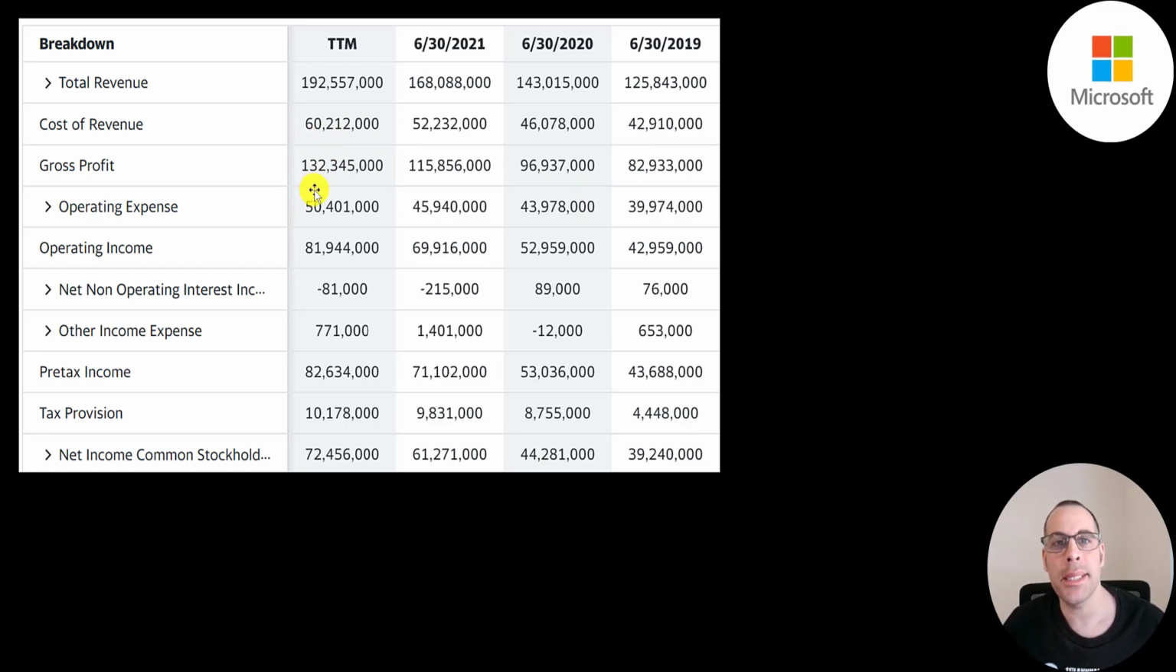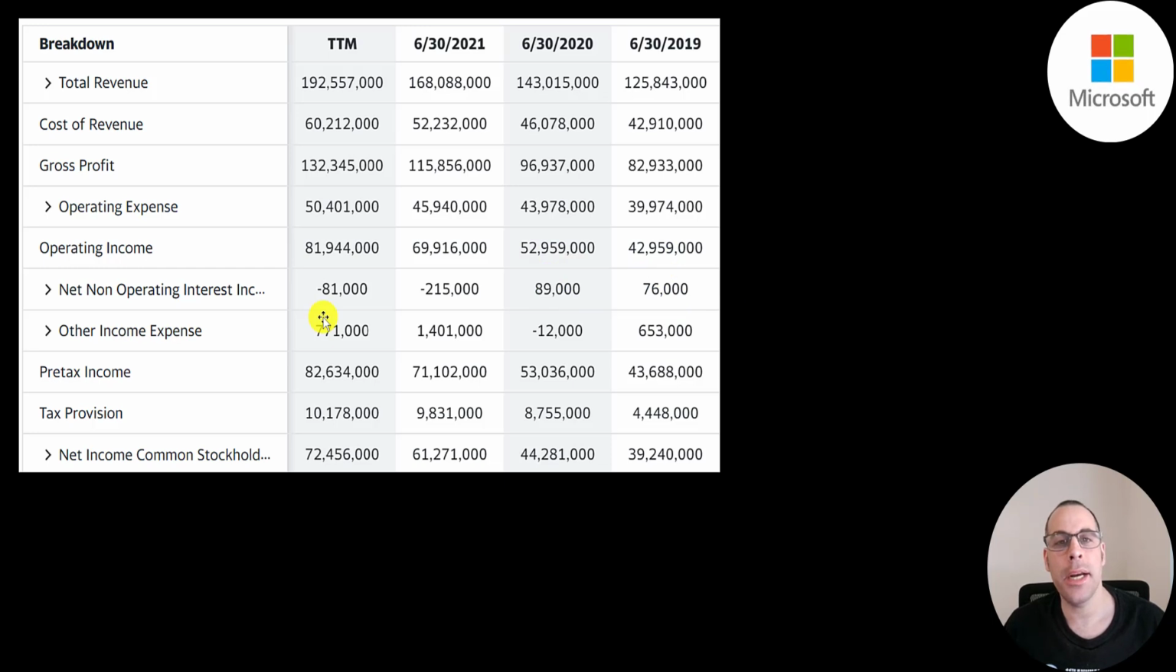These are all the expenses not directly related to generating the revenue. Gross profit minus operating expenses gives you your operating income, and that almost doubles from 2019 to the trailing 12 months. Below that is the interest they receive on their investments minus the interest they pay on their debt, which is almost the same. They had a net outflow of 81 million. You can see in 2019 and 2020, they received more interest on their investments than they paid on their debt because this number is positive.